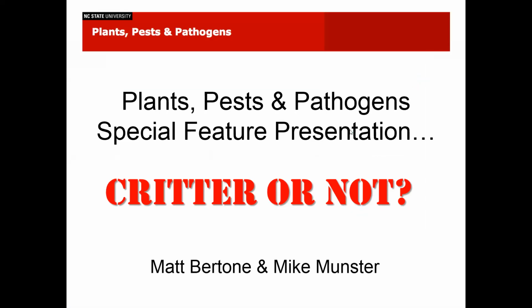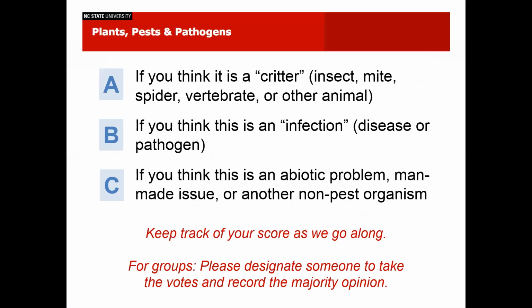Those of you who have been on the webinar before know this game a little bit, and we've actually modified it a tiny bit. Basically, we're going to have three options this time. So it's not just critter or not. It's going to be A, if you think it's a critter, an insect, mite, spider, vertebrate, or other animal. B, if you think this is an infection, a disease, or pathogen. C, if you think this is an abiotic problem, man-made issue, or another non-pest organism.